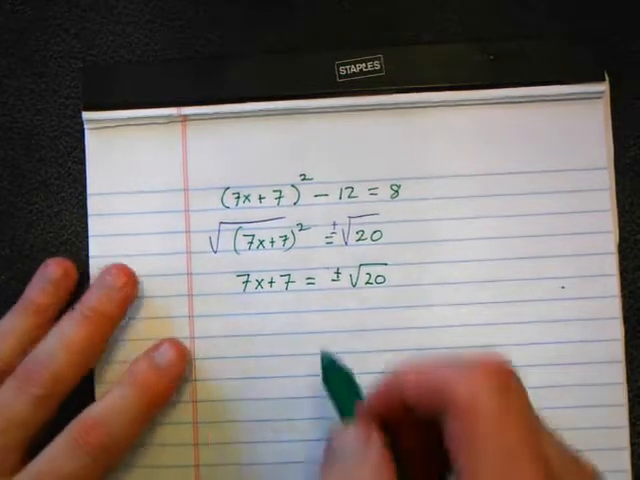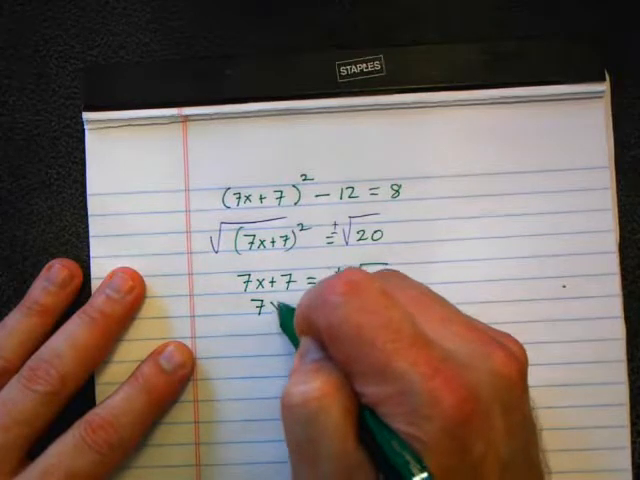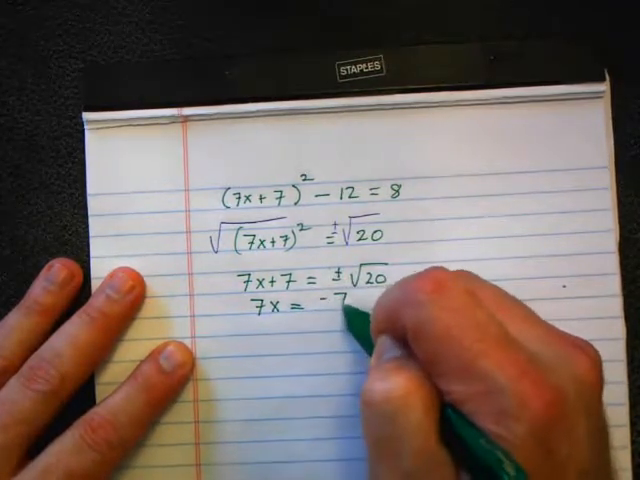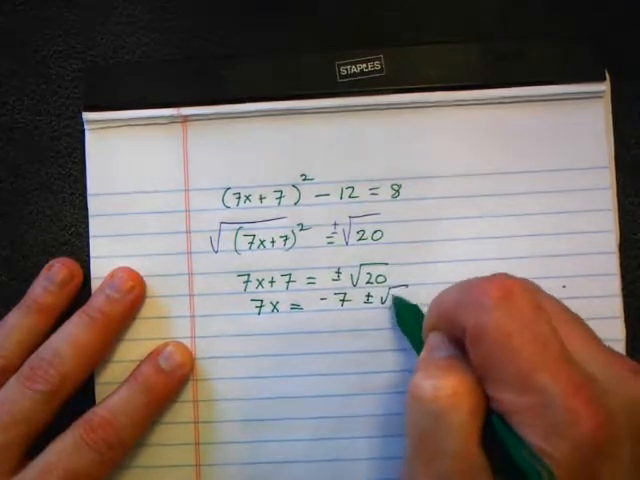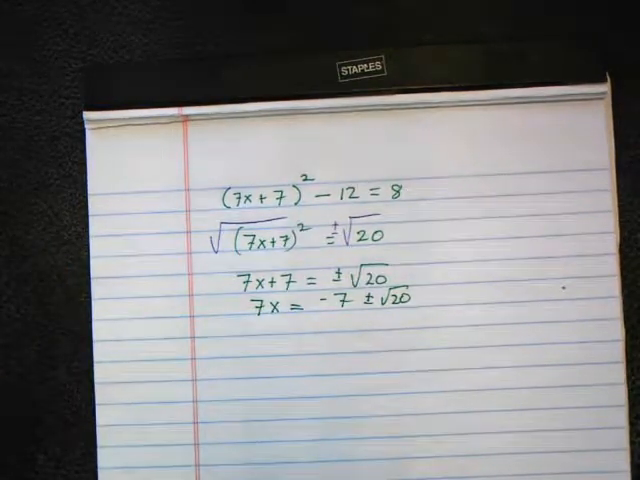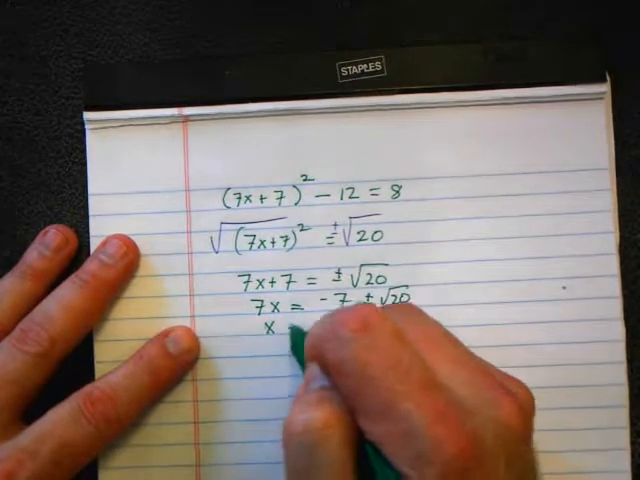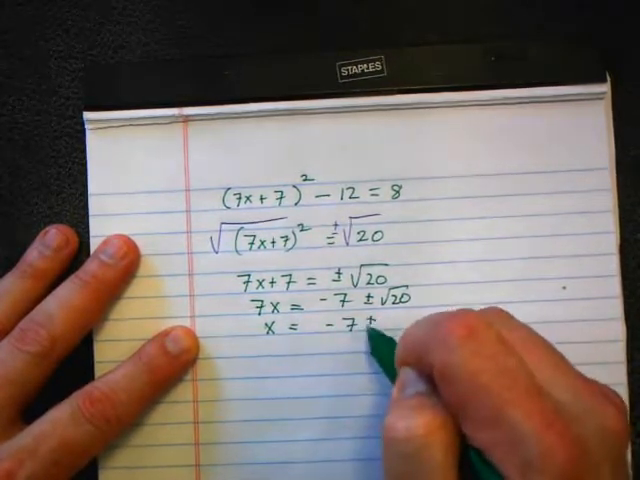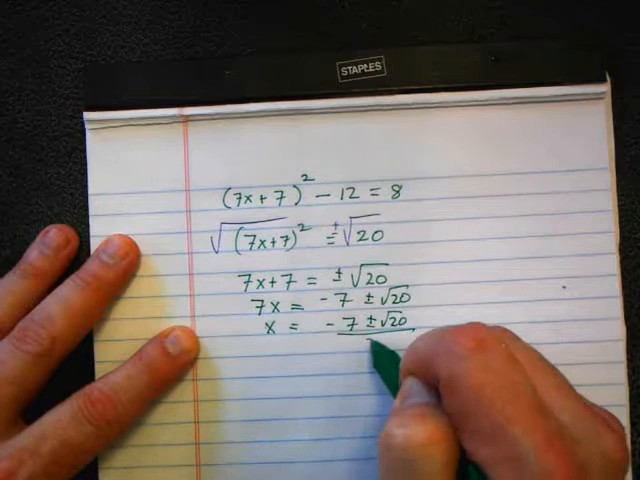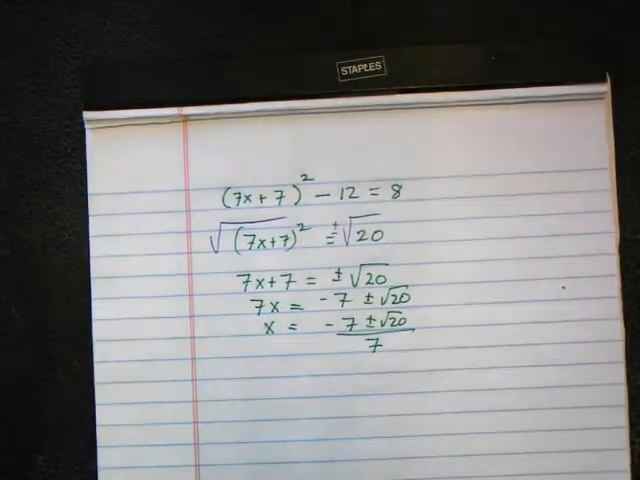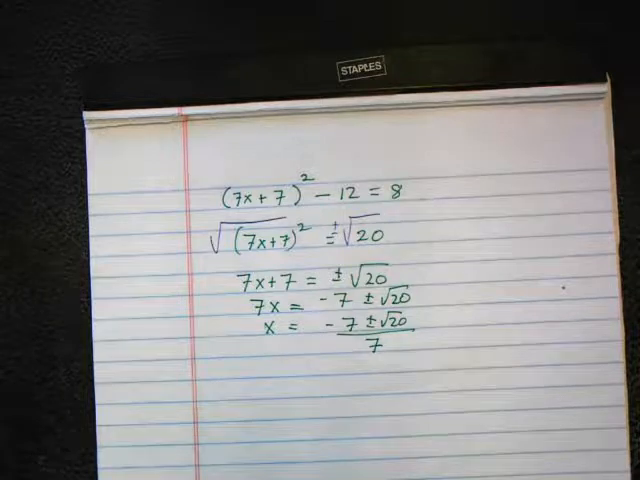Subtract the 7. All right, so typically we would write that as 7x equals minus 7 plus or minus the square root of 20. We tend to put the square root thing on the end and then divide by 7. So x equals negative 7 plus or minus square root of 20 all over 7. And again, on my lab, you would split it into two. If you needed decimals, you would have to type in the one with the plus and then the one with the minus and work it all out. We're going to leave our answer just like that.